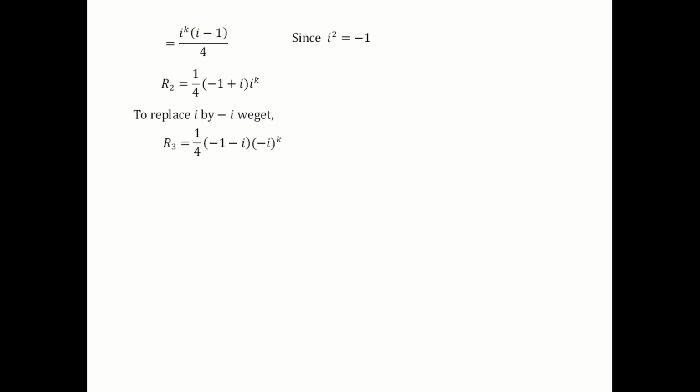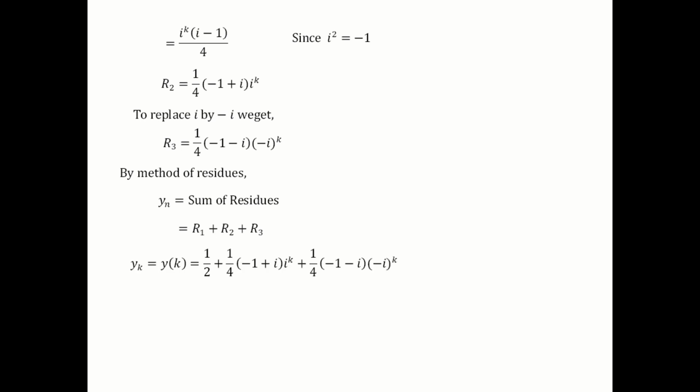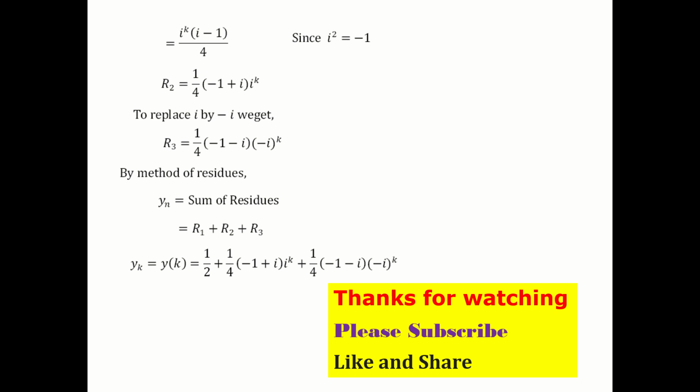So we know y k is equal to the sum of the residues by the residue method. So R1 plus R2 plus R3. So we will get 1 by 2 plus 1 by 4 into minus 1 plus i power k plus 1 by 4 into minus 1 minus i power k. That is the solution of the given problem.